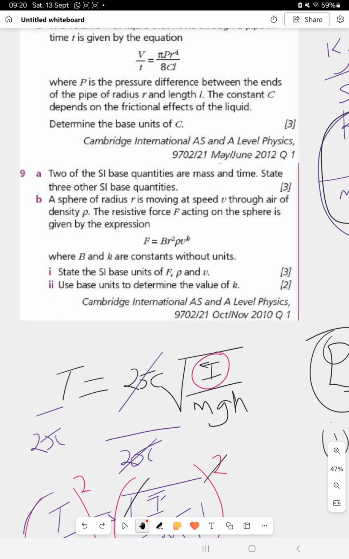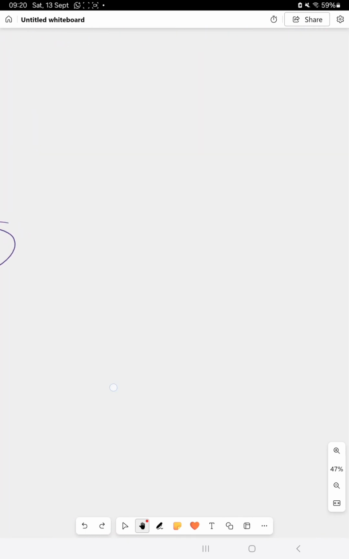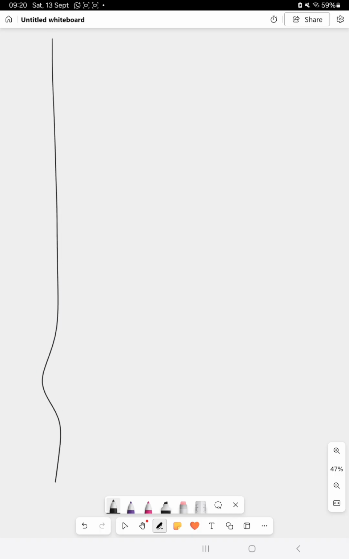Two of the SI base quantities are mass and time. State three other base quantities. We have mass, we have time, we have electric current. That's question 9. Question 9, number 1. We have electric current.